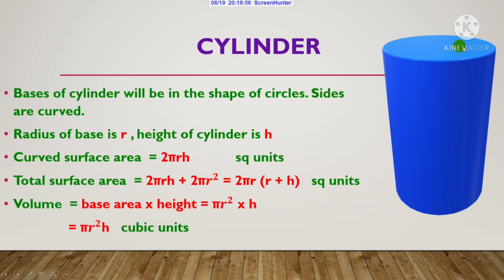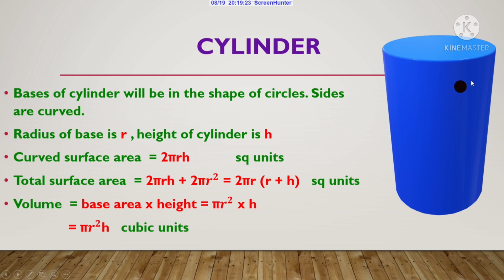So base radius is denoted with R, and height will be denoted with H. So what is a curved surface area? Curved surface means side, lateral surface. Here we call it curved because the sides are in the shape of a curve. So here the formula will be the perimeter of the base into height.